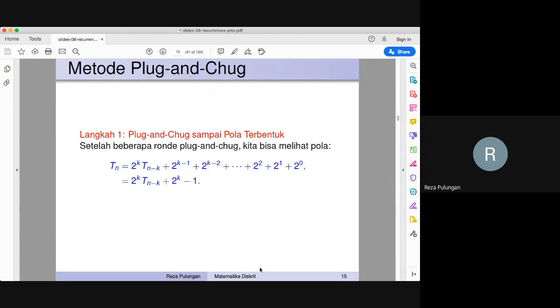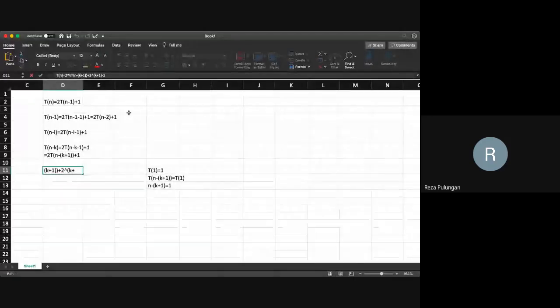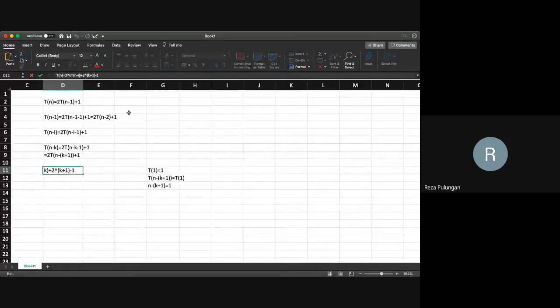Okay, I think I just made a mistake in the Excel. Let me return again here. You don't have to use k plus 1 here. You just use k.